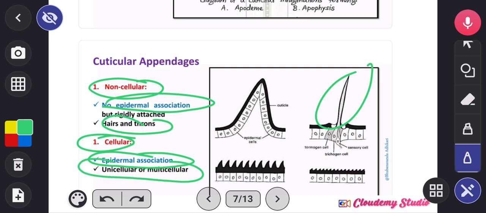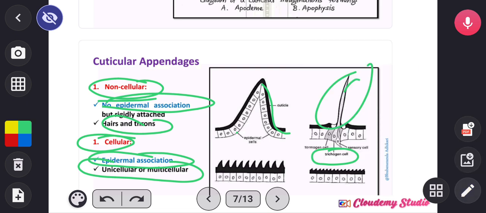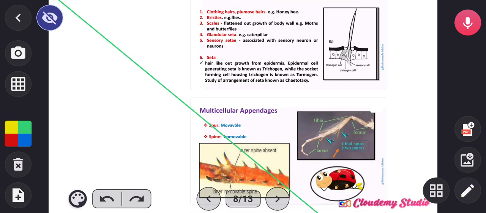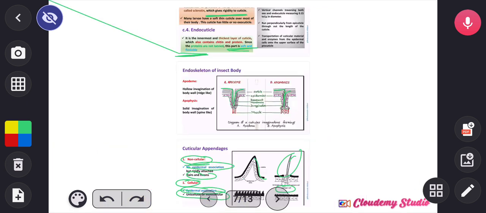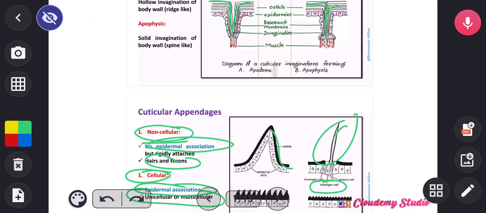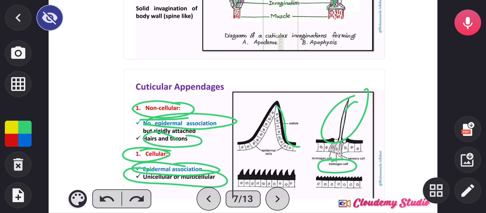Now look at it. Remember I told you that the chitin, which is this, is produced from the what? From the trichogen cells, right? So we have the epidermal cells. This is the cuticle, and this is the structure of the cellular cuticular appendages that I have here. So remember, we have the cuticular appendages, and the cellular one can either be unicellular or multicellular.